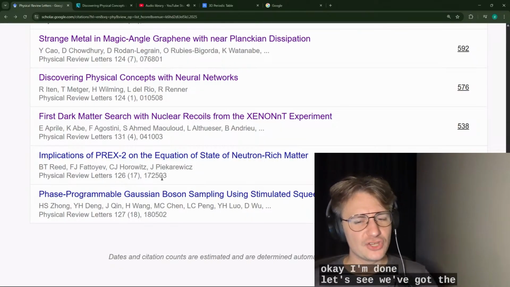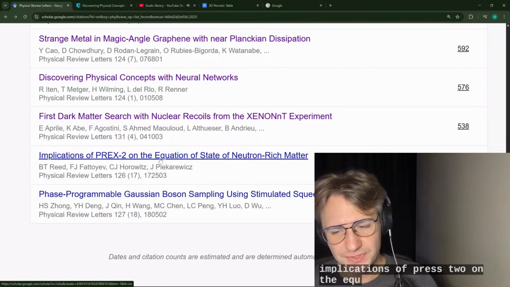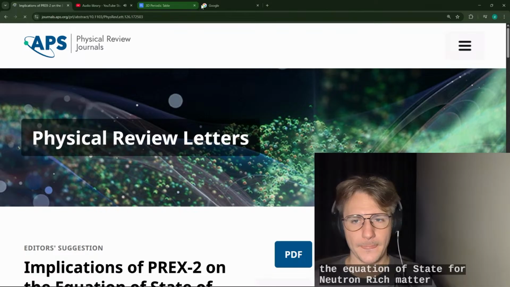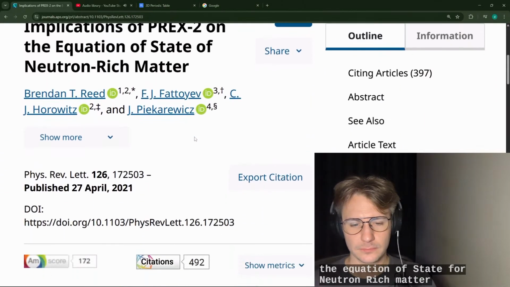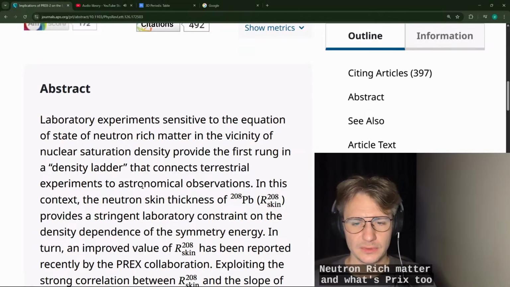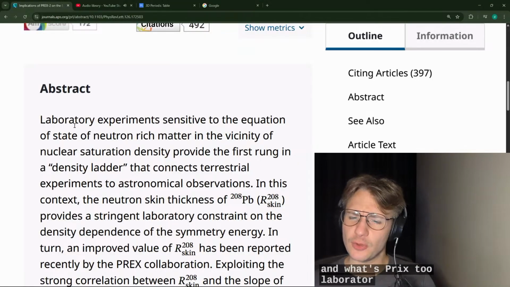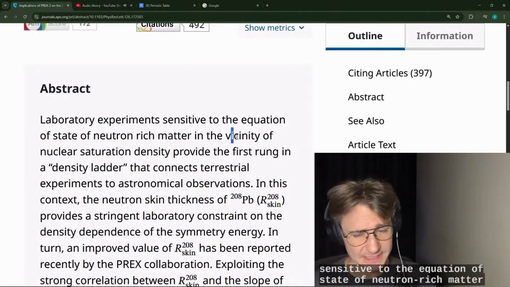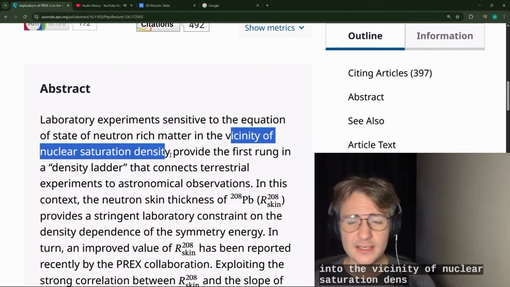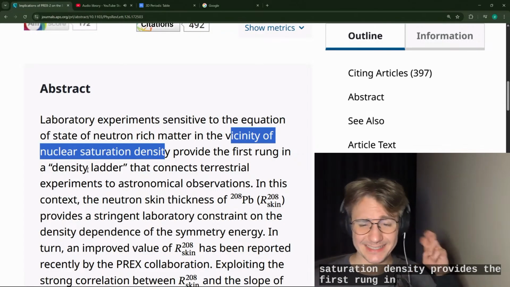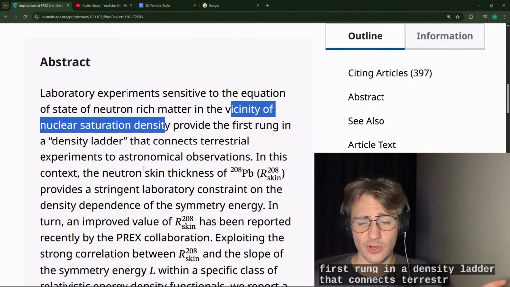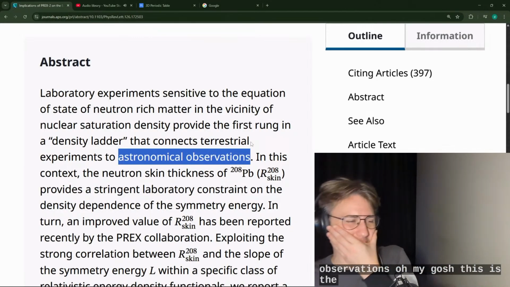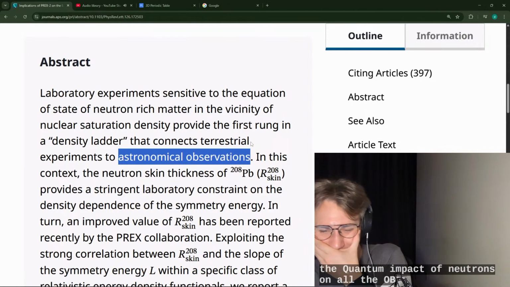Let's see, we've got the implications of PREX-2 on the equation of state for neutron-rich matter. And what's PREX-2? Laboratory experiments sensitive to the equation of state of neutron-rich matter in the vicinity of nuclear saturation density provide the first rung in a density ladder that connects terrestrial experiments to astronomical observations. Oh my gosh, this is the quantum impact of neutrons on all of the observations we make.